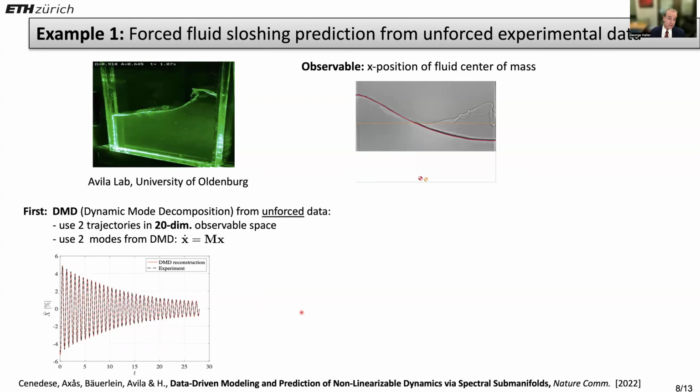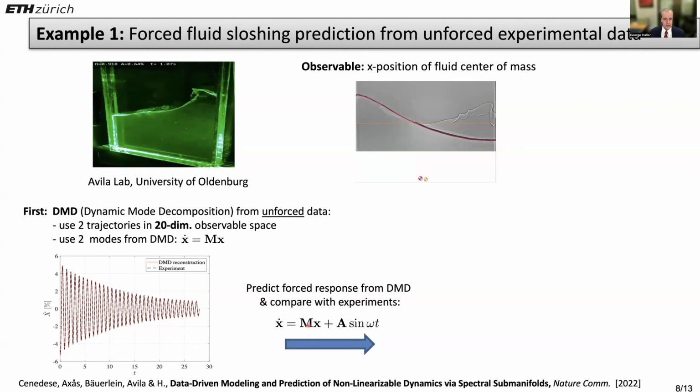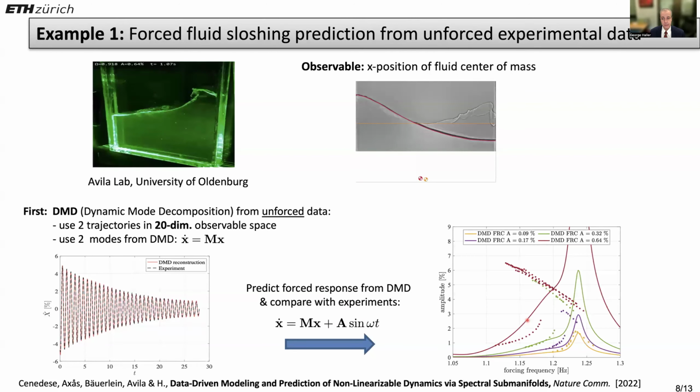But if it's really linear, then we should be able to make predictions for the forced response by adding the appropriate forcing term, which we understand well, in the observable space. So you learn this part of the model, and then you add the forcing here after necessary calibration and try to make a prediction about the forced response.